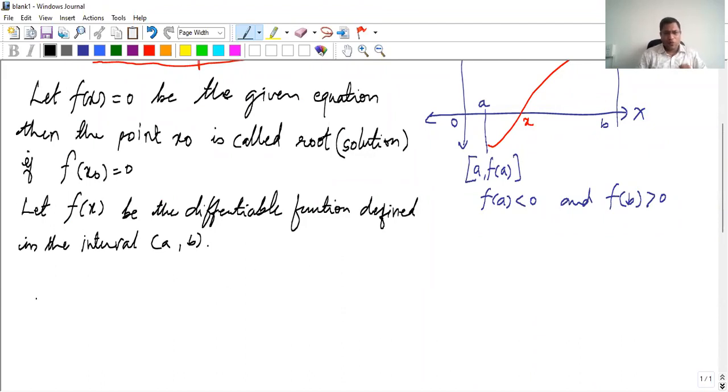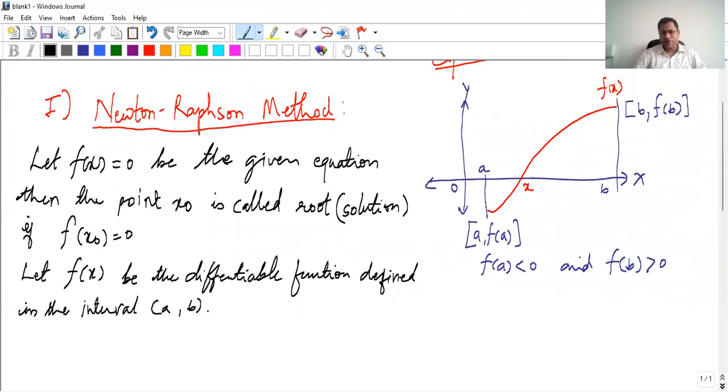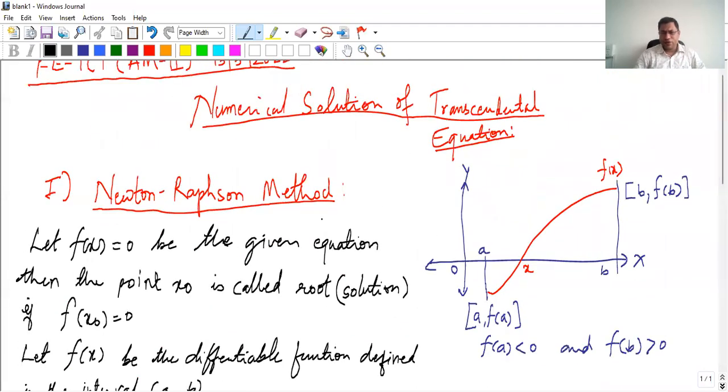So what point can we consider to start this method? You can see this graph. A is here and B is here, and this is the target. This is our target, that we have to get this value of x such that f of x is going to be 0. So what do you think? Which is closer, A or B? A is closer.